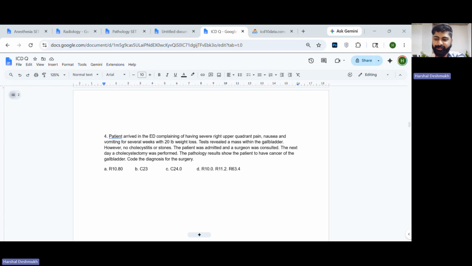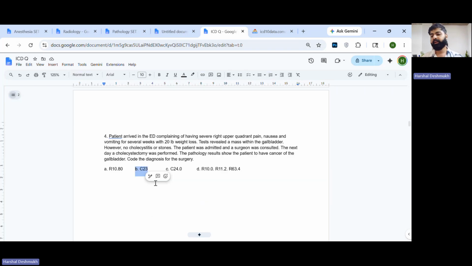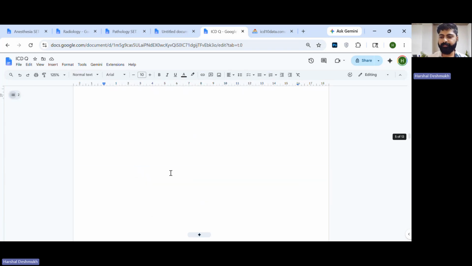The correct answer to this question 4 is C23. Sorry, option B, C23, cancer of gallbladder. There you go. Moving on to the next question.